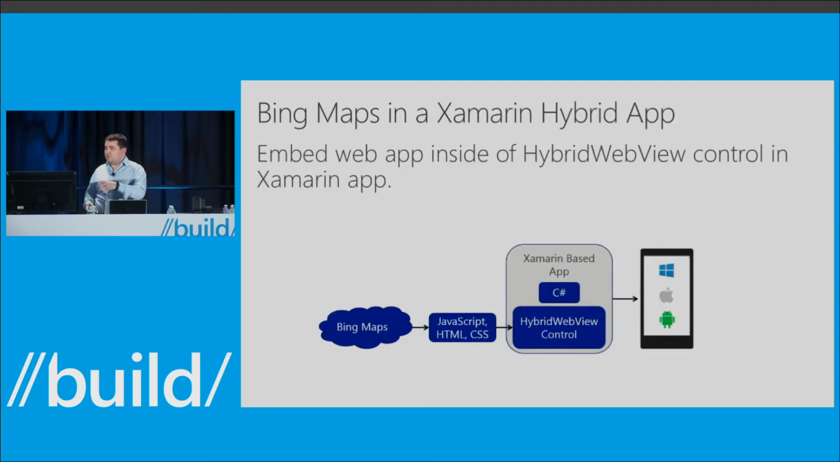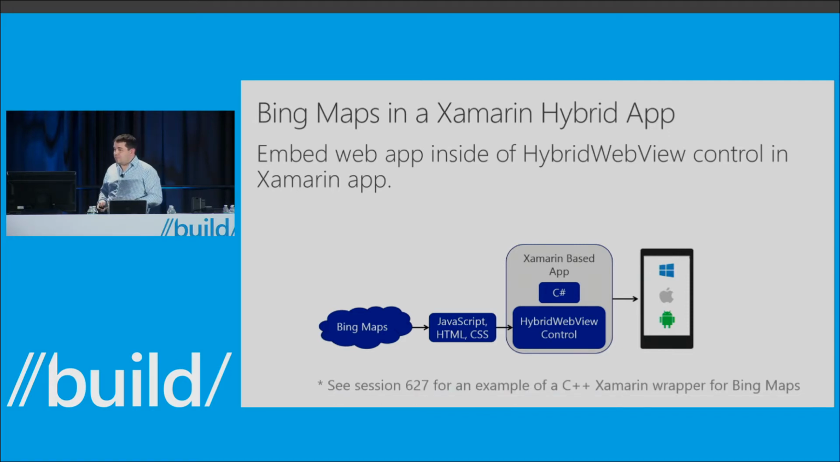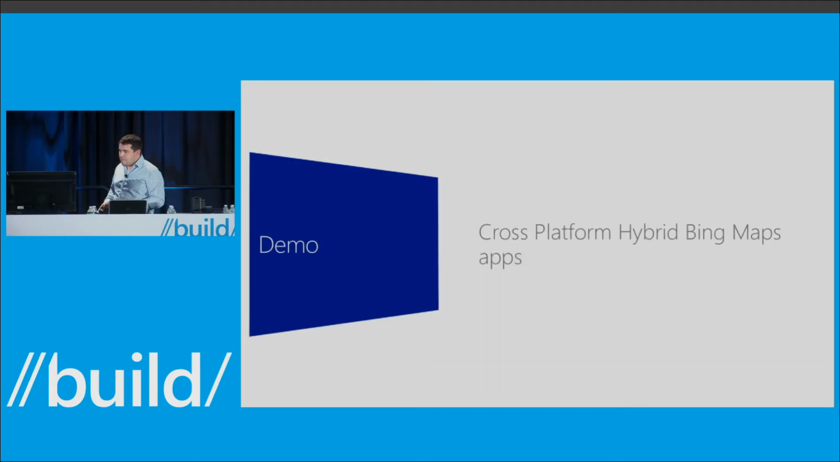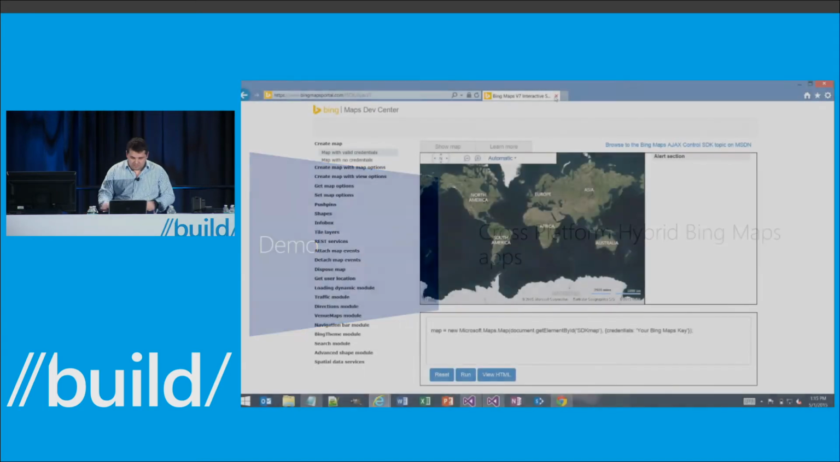A Xamarin app is a little bit different, the approach I was mentioning earlier. We can use the hybrid web view control and then pass that into a C# app inside of Xamarin. So yeah, the session I was talking about with the native wrapper for Xamarin was session 627, so you might want to check that one out as well. I'm already in contact with the speaker to see if we can get a copy of their code. So let's take a look at some code samples and some demos.